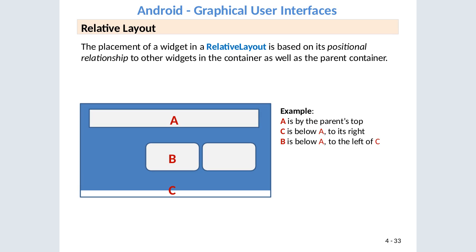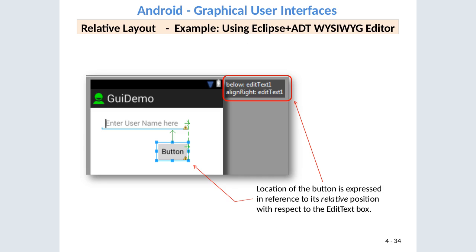Then you have another type of layout we are calling relative layout, where the placement of a widget is based on its positional relationship. For example, you can see here, A is at the parent top. Then C is below A to its right. This one here is C. And B is below A to the left of C. So it's just showing the relationship between the components. If you wanted such a layout, you can use the relative layout.